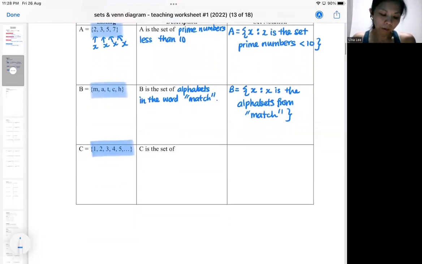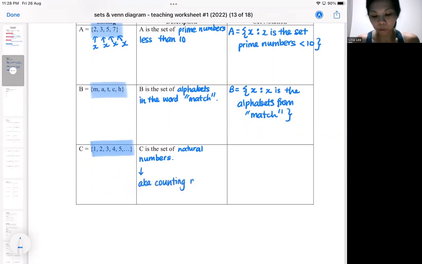Okay, so for the last one, you realize that there is 1, 2, 3, 4, 5, 6, and it's never ending. So this one, some of you might have forgotten what that is. So this is actually natural numbers. So it is the set of natural numbers. This is done in Sec 1, so a lot of people couldn't remember what is natural number. So natural numbers are known as counting numbers. It is the numbers that you count with.